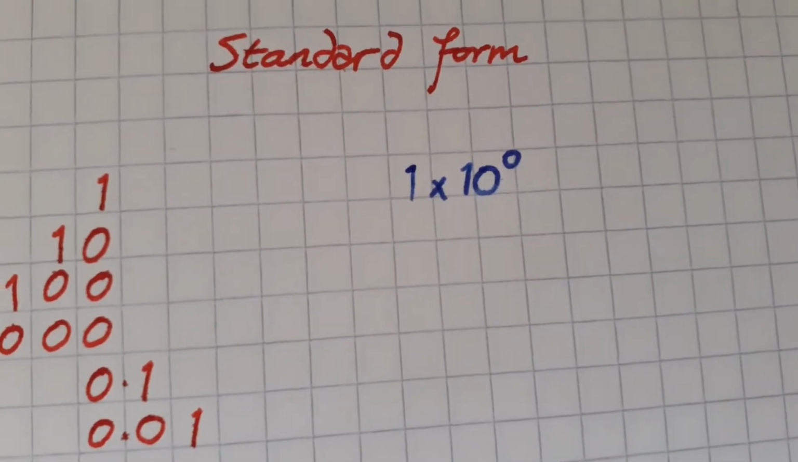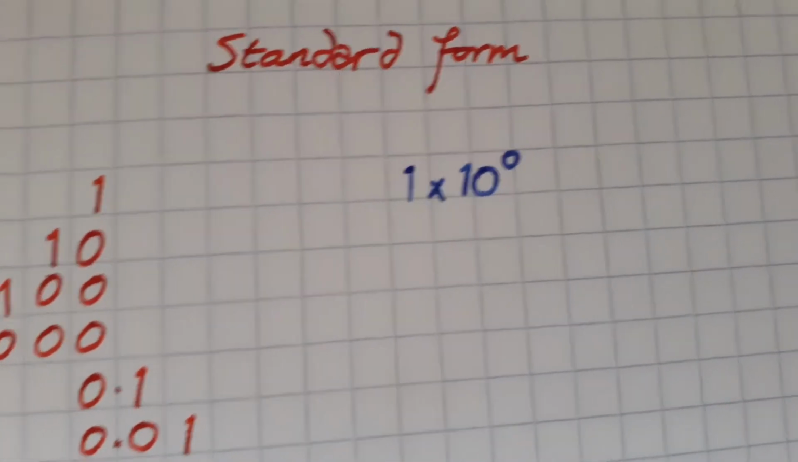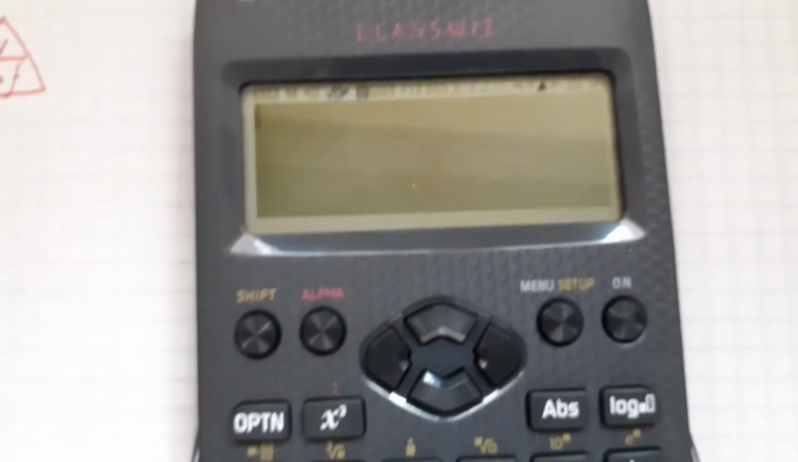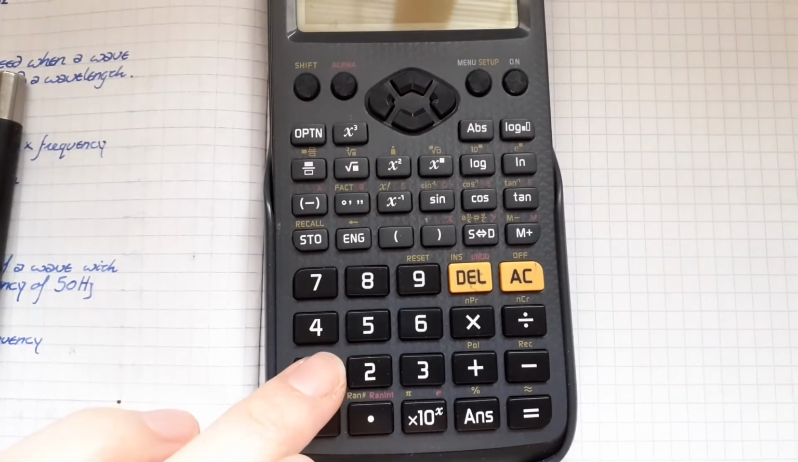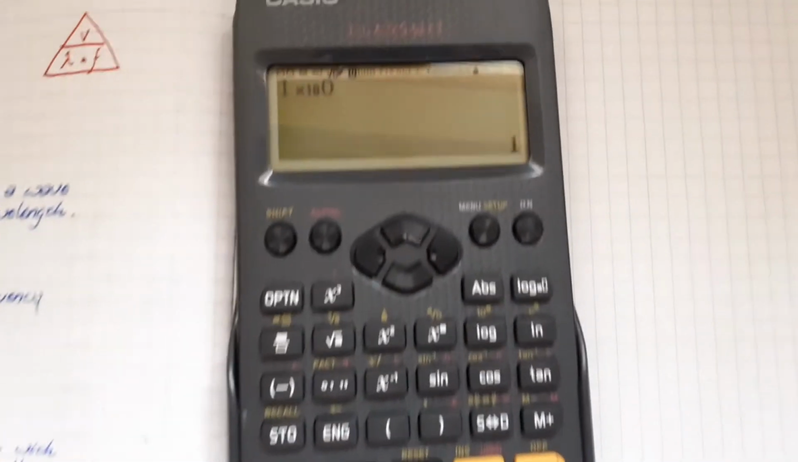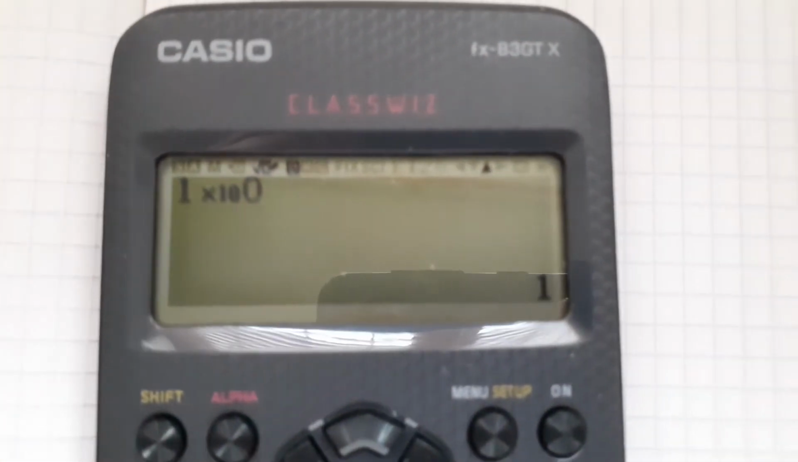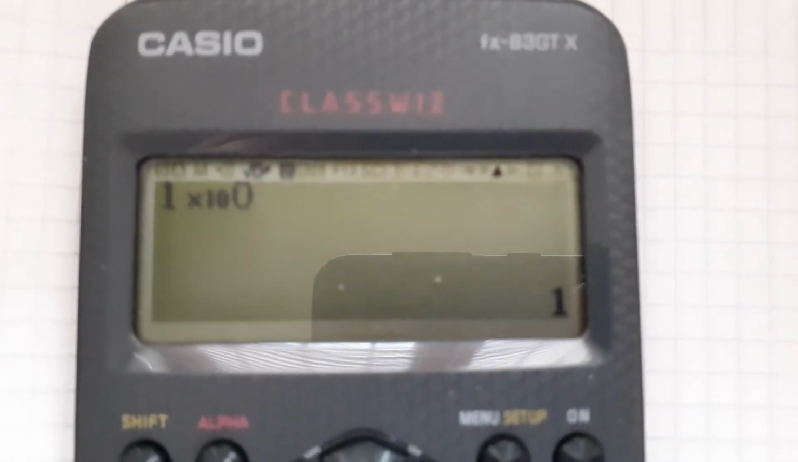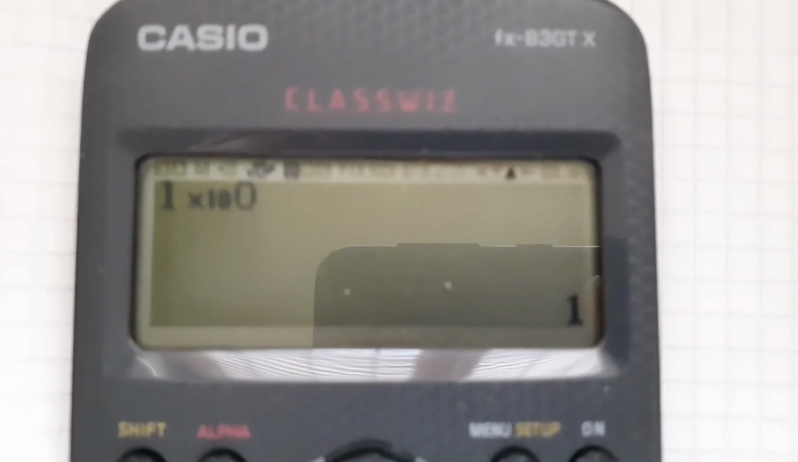And on your calculator, let's get the calculator here. We would type in, watch this, 1 times 10 to the 0. Okay, sorry, the focus is going. So that's 1 times 10 to the 0 equals, and it comes up with 1. That times 10 to the 0 just means we have done nothing to it.